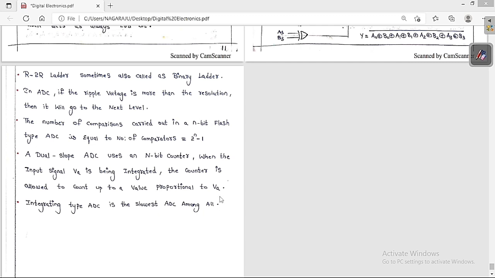These are the things which are very much important in digital electronics concepts. All the important concepts I have already explained in a very detailed manner.